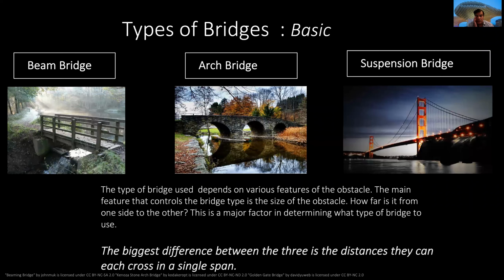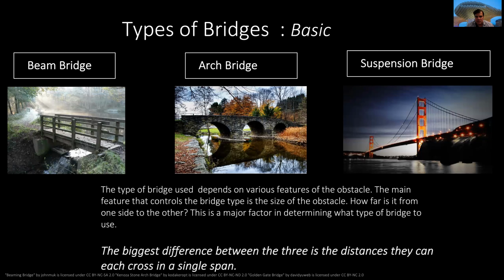There are many types of bridges. Basic types are the beam bridge, which is just a beam or several beams connected together, the arch bridge, and the suspension bridge. It is a very important factor to understand the type of bridge that we will have, because it depends on the size of the obstacle. If the span is very big, we can use some types of bridges. When the span is very small, we can use another bridge.